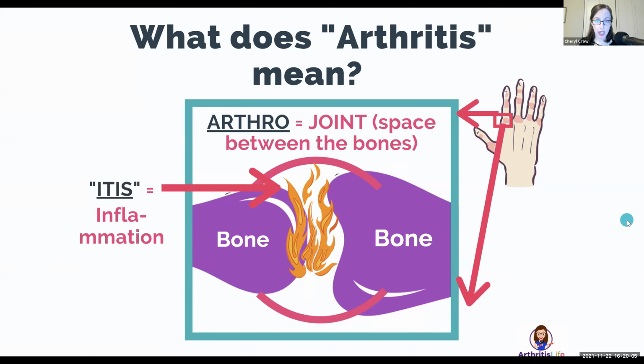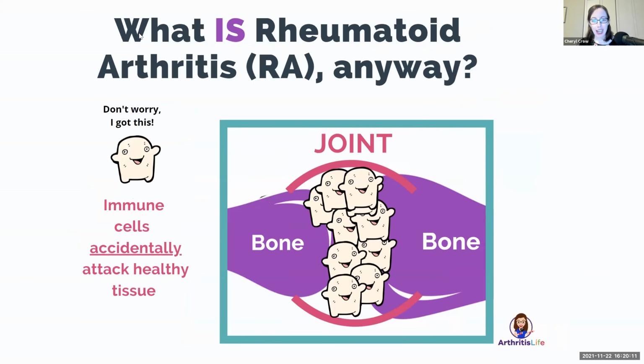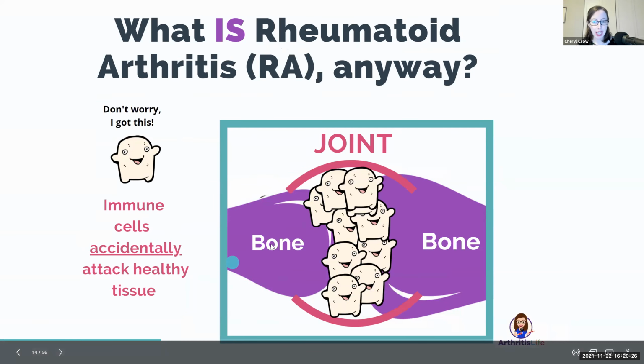So in rheumatoid arthritis, the root cause is your immune cells that are accidentally attacking your healthy tissue. And I choose to envision these as kind of misguided little cells that are trying to do the right thing, and they just accidentally determine that the synovial lining of your joints and the synovial fluid is bad. And so it's like, okay, here I come. I'm going to go attack these cells.